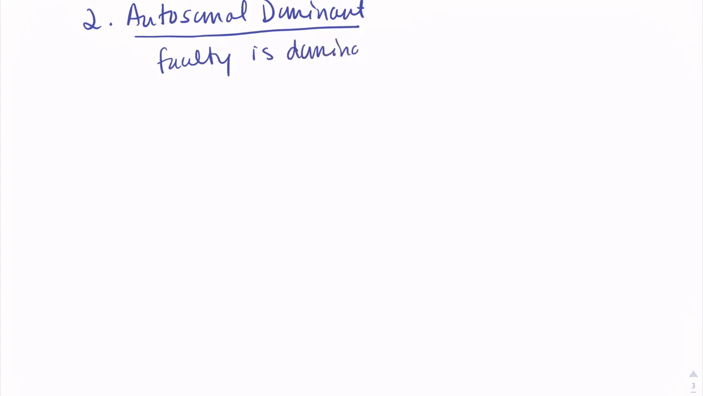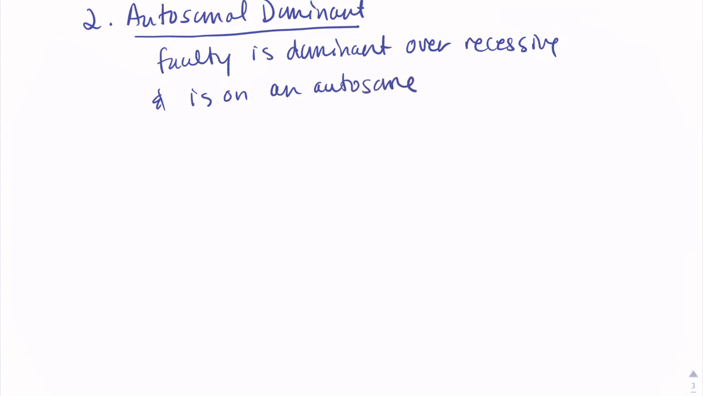Autosomal dominant disorders. This is when the faulty allele is dominant over the recessive and is on an autosome, which again, an autosome is a non-sex chromosome. Any chromosome that's not a sex chromosome.